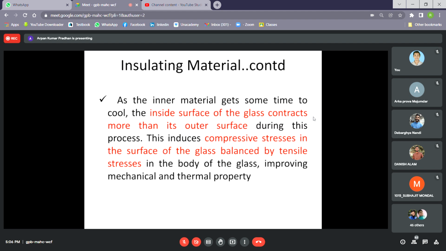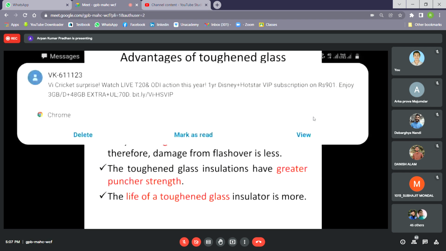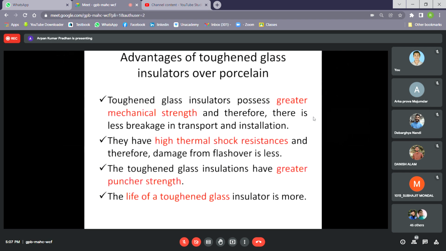Now, the advantages of using toughened glass over porcelain insulators. First, toughened glass has greater mechanical strength compared with the porcelain insulator. Number two, it has high thermal shock resistance. Number three, toughened glass has greater puncture strength, that means the puncture voltage of toughened glass is higher. And number four, the operating life of toughened glass is higher than porcelain insulators.